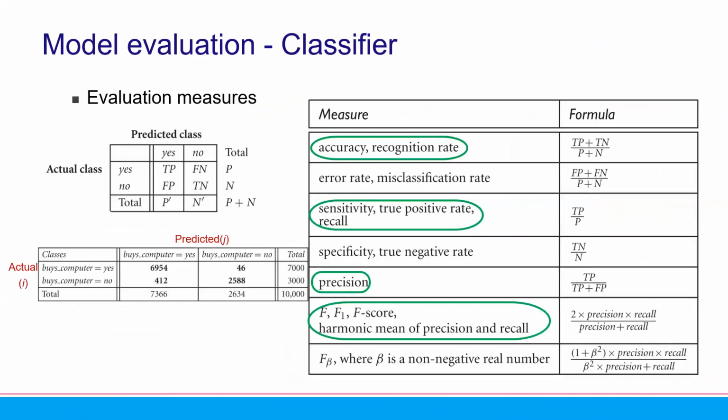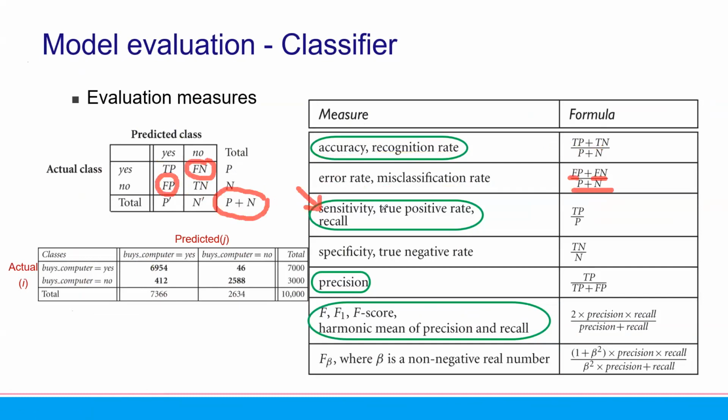So we can get all the measures from here. If we call the accuracy or the recognition rate, the formula is TP plus TN, that means the true positive plus TN, divided by P plus N, so divided by the total data. If we have the error rate or misclassification rate, we calculate FP plus FN, which is the false ones, divided by the total data, divided by P plus N.